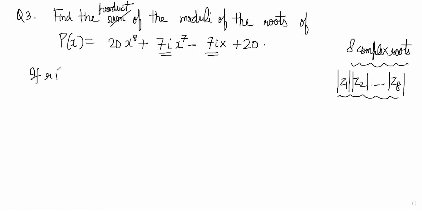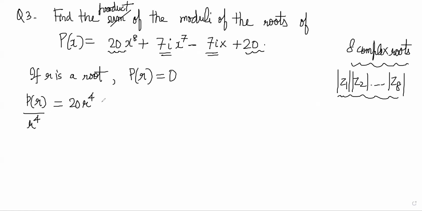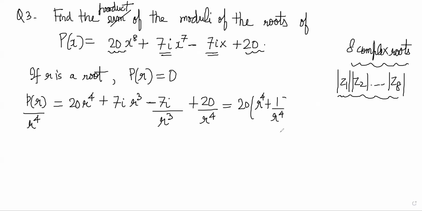So if R is a root, then obviously P of R is equal to 0. And let's notice one thing, 20 and 20 and 7i and 7i, it seems like it is some sort of a reciprocal polynomial situation, right? So if you calculate P of R by R power 4, that comes out to be 20 R power 4 plus 7i R cube minus 7i by R cube plus 20 by R power 4, and this can be written as 20 times R power 4 plus 1 by R power 4, plus 7i times R cube minus 1 by R cube, right? This is the value of P of R by R power 4.